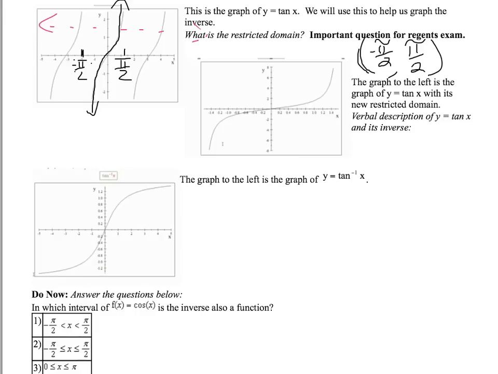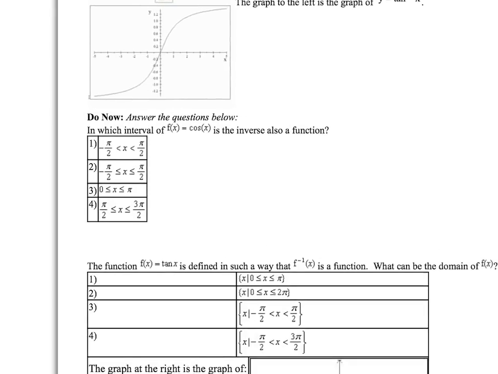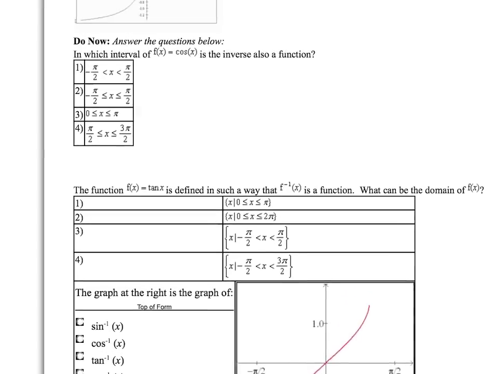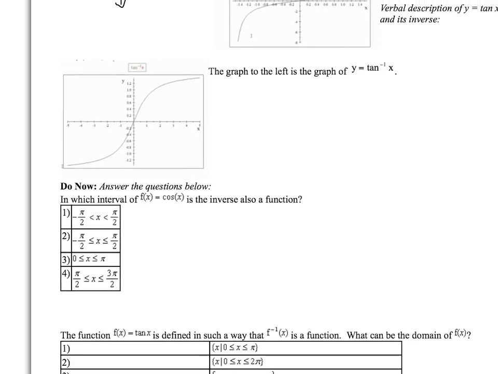At this point, for your do now, please answer the questions that obviously did not come out well on my picture. But you have 4 do now questions to try. Go back to the notes we just did to help you out with them. And then we're going to work on something else in class tomorrow.